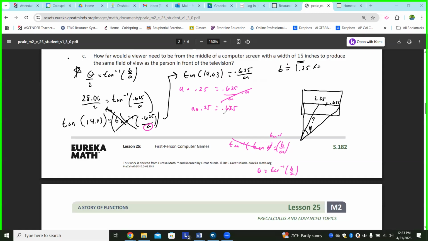Now what would you do to solve? Divide. So that is how you get that second number. So 0.25 goes into 0.625 how many times? At least 2 point something. 2.5. So you need to be 2.5 feet from the computer screen to have the same angle that you are from the TV screen.